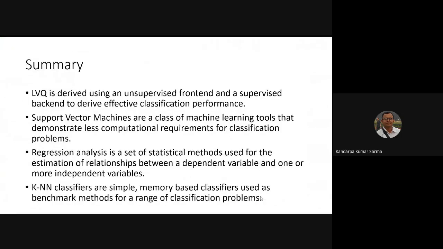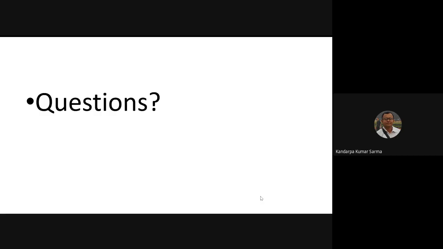Regression is a set of statistical methods used for estimation of the relationship between dependent variables and one or more independent variables. Then k nearest neighbor classifiers are simple memory-based classifiers used as benchmark methods for a range of classification problems. So if you have some questions, I would be pleased to reply to them.